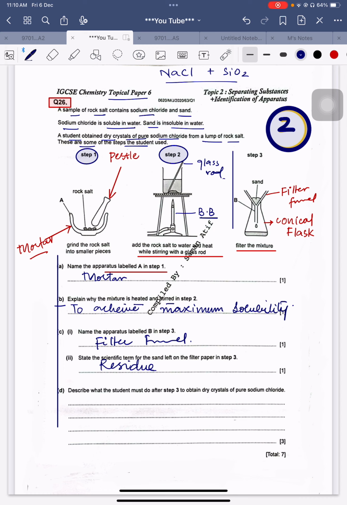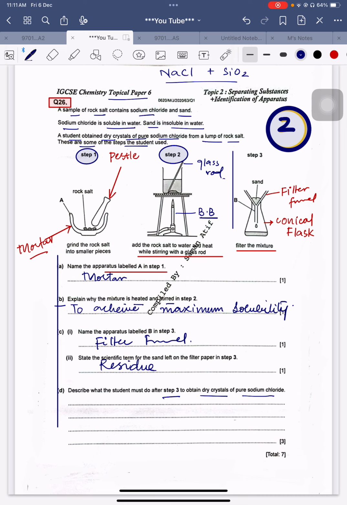Describe what the student must do after step number three to obtain dry crystals of pure sodium chloride. The student should first shift the filtrate from the conical flask to a china dish, and then heat the solution to saturation. That is the point when crystals start appearing, the crystallization point. Then the student should filter the crystals, wash the crystals with alcohol, and dry them between layers of filter paper.